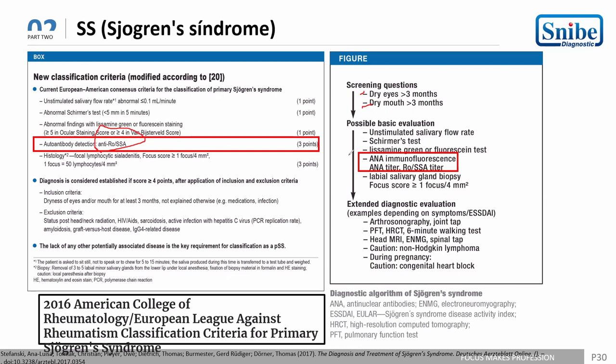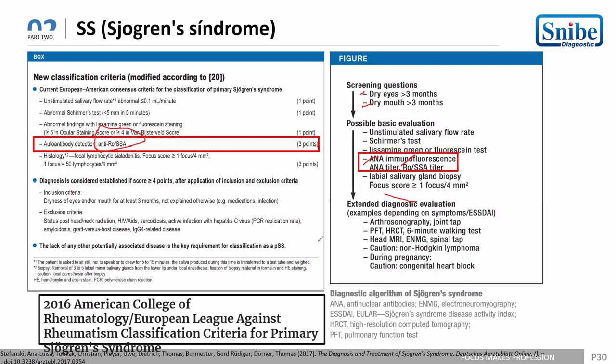You can see the possible basic evaluation is unstimulated saliva flow rate, Schirmer's test, ENA immunofluorescence, ENA titer, Ro/SSA titer. If there is labial salivary gland biopsy, focus score, then the accepted diagnosis may lead to head MRI, spinal tap, or non-Hodgkin's lymphoma. If in pregnancy, then acute congenital heart block may also lead to this. Sjogren's syndrome is a side effect of this.